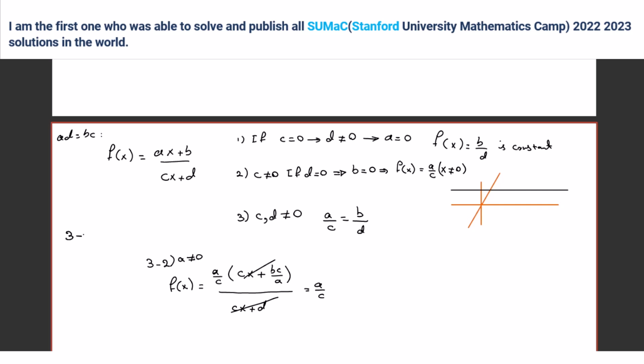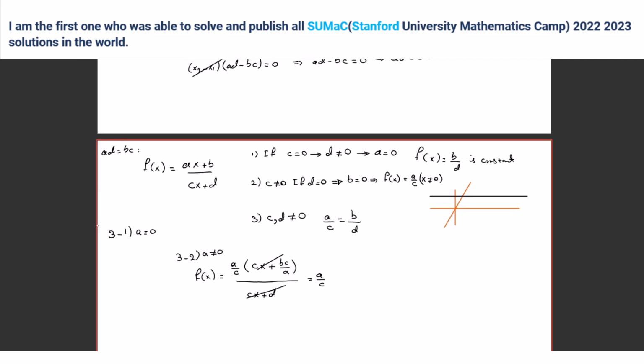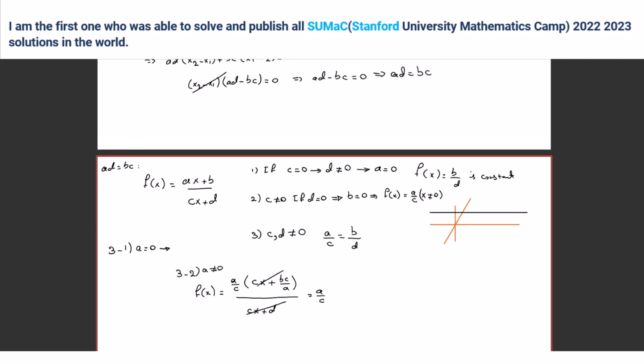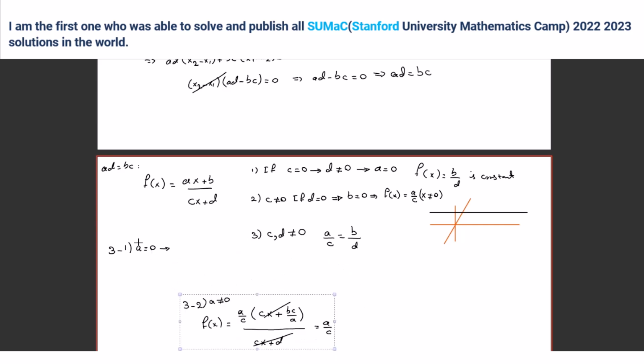If we check case 3, if A is 0, what can we conclude? If A is 0, B or C are 0. Because in this case 3, we said C and D are not 0, because we checked C is 0 here and D is 0. So C and D are not 0. So we can conclude B is 0. So f of x is what? 0. Yes, again constant. In this case also constant.